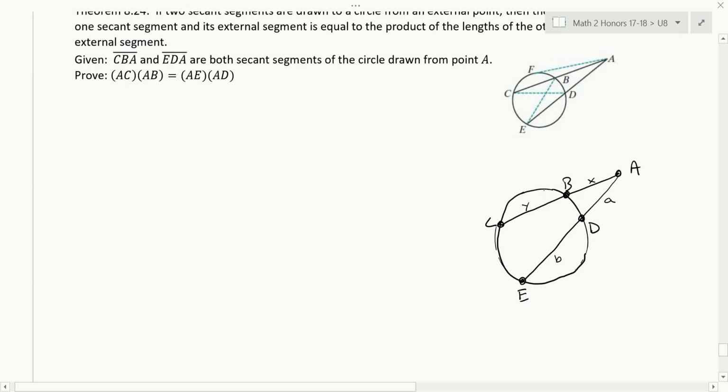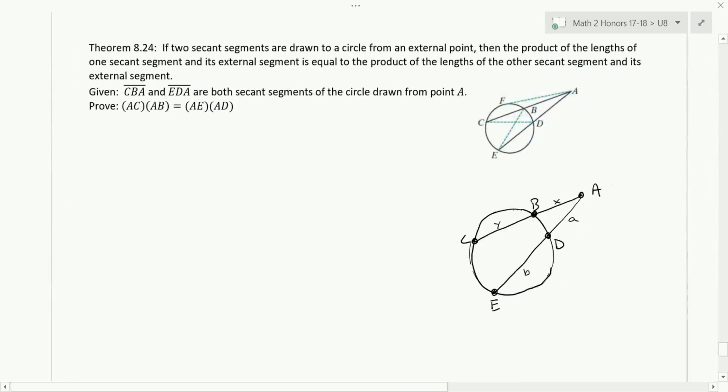No, it's not x times y is equal to a times b. That's not true. Read it carefully. You can even look at what we're trying to prove. We're trying to prove length from A to C. What would that be in our case? X plus y would be the length from A to C times AB, which would be times X, is equal to what? A plus B times A. That's what that proof is saying.